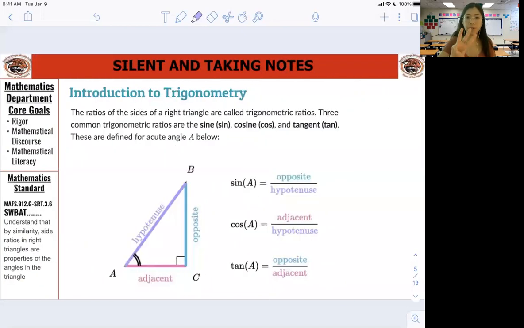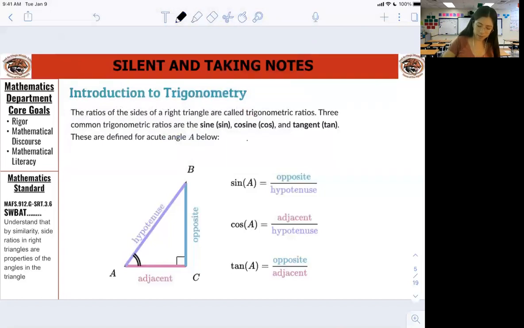There are three ratios that we are going to be talking about and understanding today, and those are called the sine, cosine, and tangent. Each of those ratios basically puts together two different sides from the triangle. It's just that each ratio puts them in a different order. And the way to remember this, because I know this is all new and kind of weird, is there's a little mnemonic device called SOHCAHTOA.